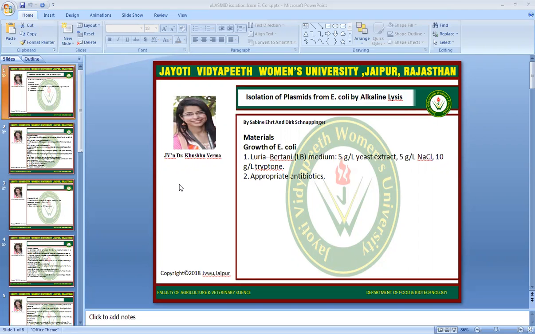This method was given by Sabine Art and Rick Kappinger, and they first mentioned the materials which can be used for the growth of E. coli. First is media, which is Luria Bertani media, made up of 5 gram per liter yeast extract, 5 gram per liter NaCl, and 10 gram per liter tryptone. Second is appropriate antibiotics for the selection of recombinant E. coli growth.